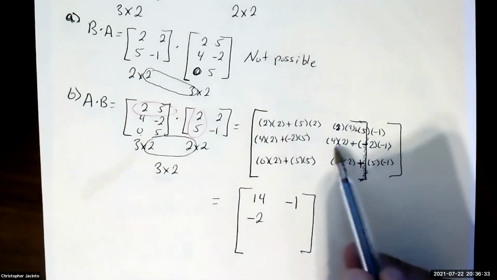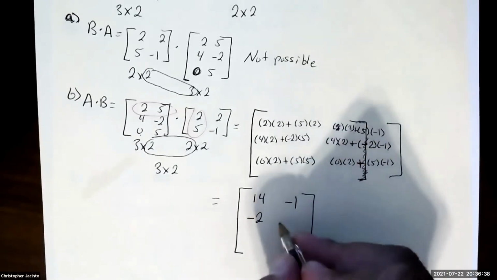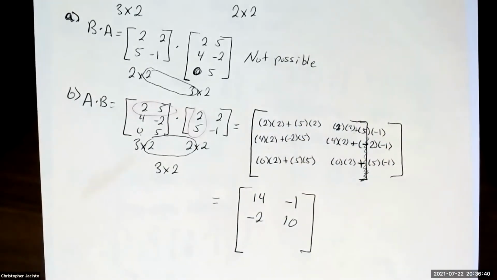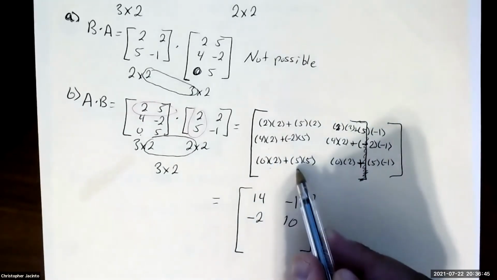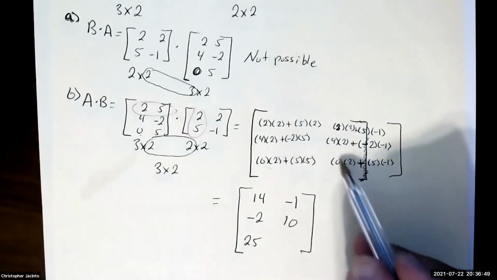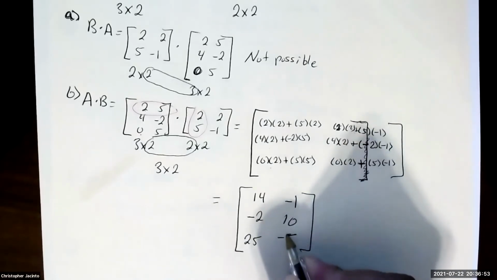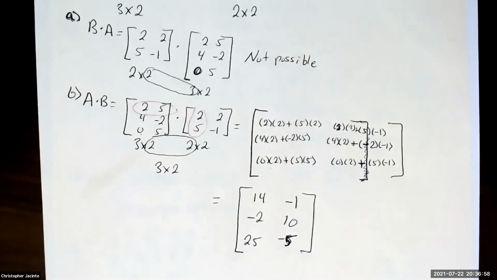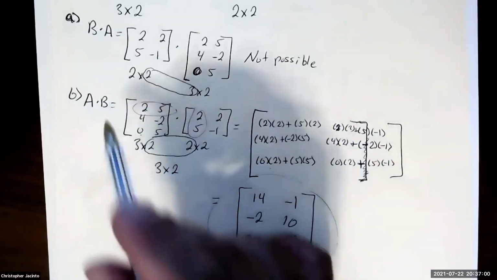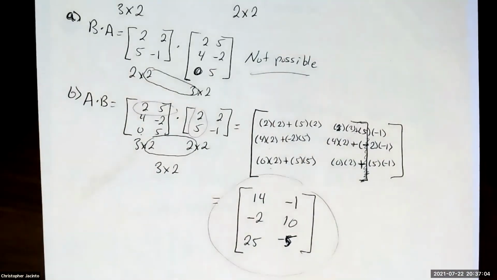Next one. This is still 8. This is +2 now. So 8 plus 2 gives you 10. This is 0. So this could be 25. And then finally, last one. So again, this is 0. And this is going to be -5. And there is your answer there. So that's the result. I'm multiplying it this way. So one way was not good. One way was good.